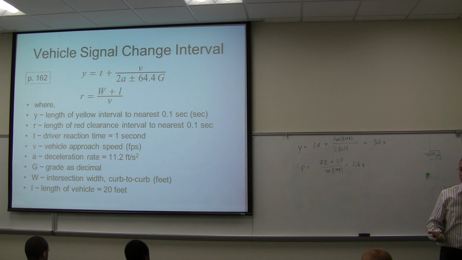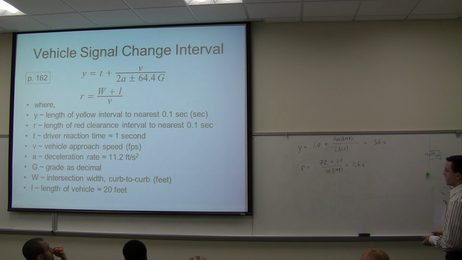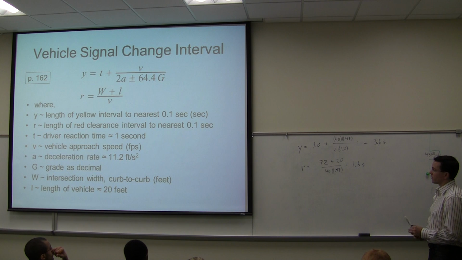So reasonable range for all red, somewhere from 0 to 2. Unless it's a really big intersection with a low speed, you're probably not going to get as high as 3, but it's possible.